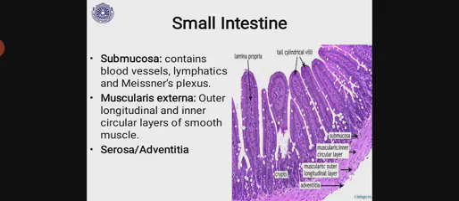So this is the other section of the small intestine, showing the different layers. The innermost layer is the mucosa, then comes the submucosa, muscularis externa, and serosa, the outermost layer, also called adventitia. So the different layers are shown here, students. You can view them during your leisure time.